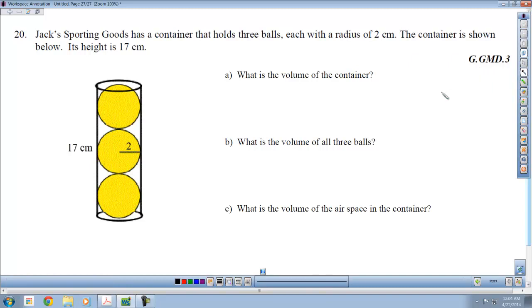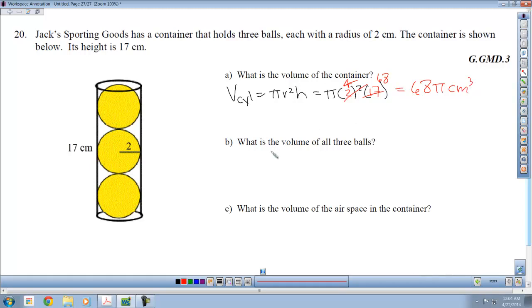So, what shape is the container? If you ignore the balls, the container is very much a cylinder. And the volume formula for a cylinder is pi times the radius squared times the height. So, let's plug in the numbers and see how much volume we would get just for the cylinder. The radius of the cylinder is the same as the radius for our balls, which would be 2 centimeters, and the height is 17. So 2 squared, 2 times 2 would be 4. 4 times 17 comes out to be 68 times pi. We get 68 pi centimeters cubed of volume.